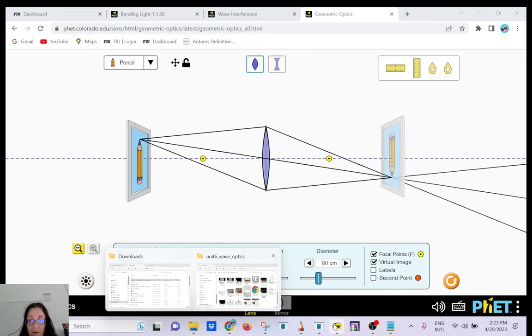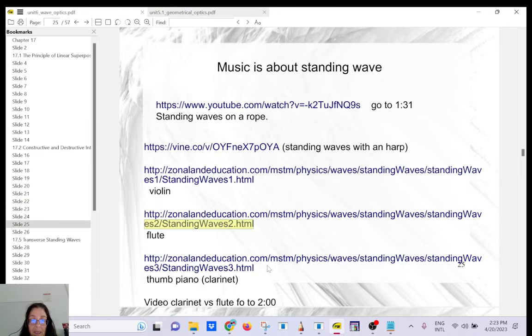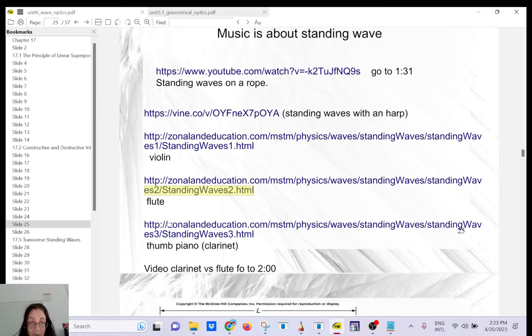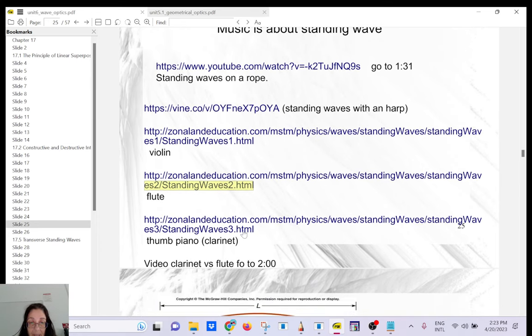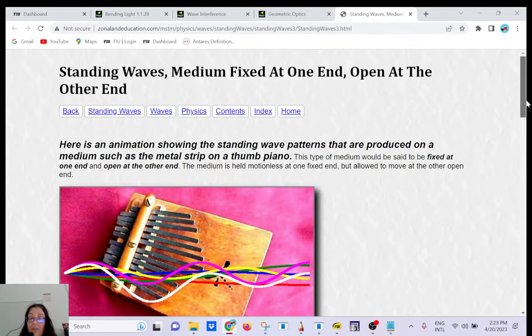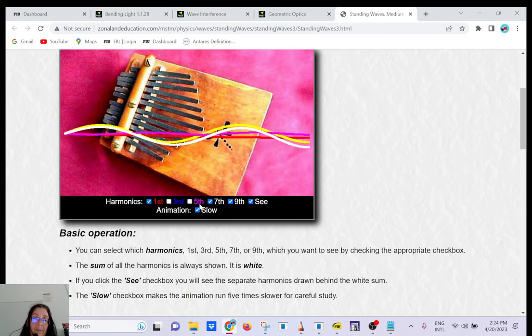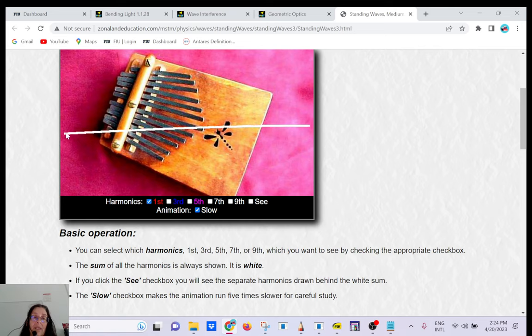Now, if you have other instruments, so let's see, clarinet is closed at one end and open at the other end. So same thing as that kind of piano. You see, it's attached here, but here it can move. So that will be 1/4 of a wavelength. But it's a standing wave. Do you understand the idea?